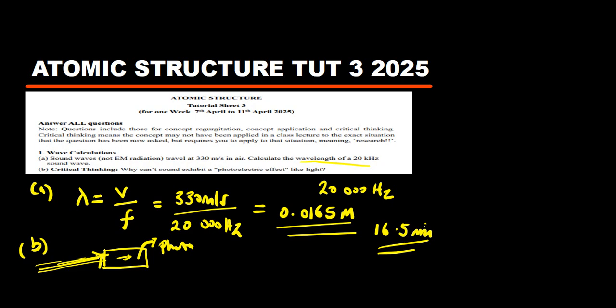Now, electromagnetic waves, like radiation, don't require a medium. A medium can be air, can be water; they don't require all those kind of things. That's why in this question they've specified not EM radiation. So we're not talking about sound waves which are radiation, but the sound waves which require a medium. So now, why won't they exhibit a photoelectric effect like light?